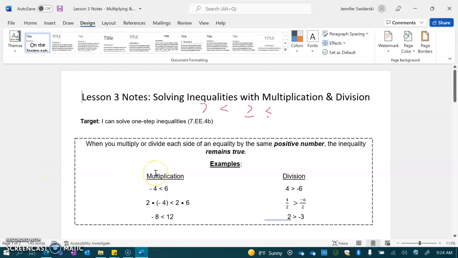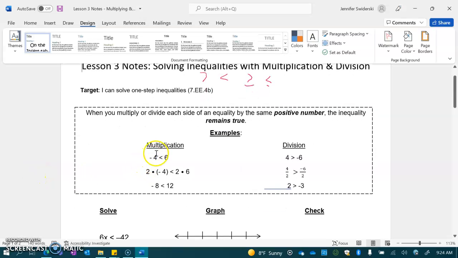So here it says for multiplication, if I have -4 is less than 6, I can multiply both of those by 2 and it's still going to be true. So -4 times 2 is -8 and 6 times 2 is 12. Same thing happens with division. If I have 4 is greater than -6, I could divide both of those numbers by 2. 4 divided by 2 gives me this 2. -6 divided by 2 is -3. So we get 2 is greater than -3.